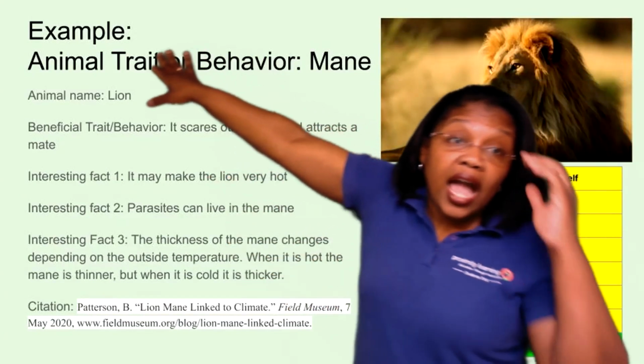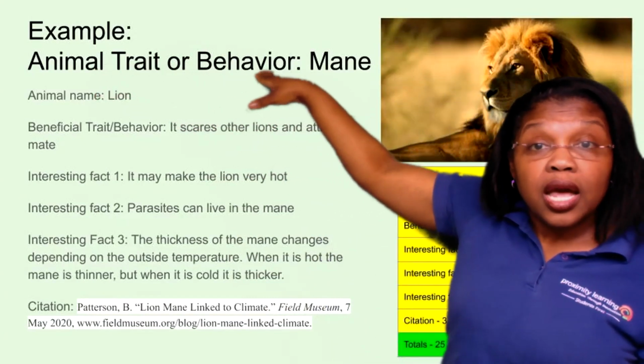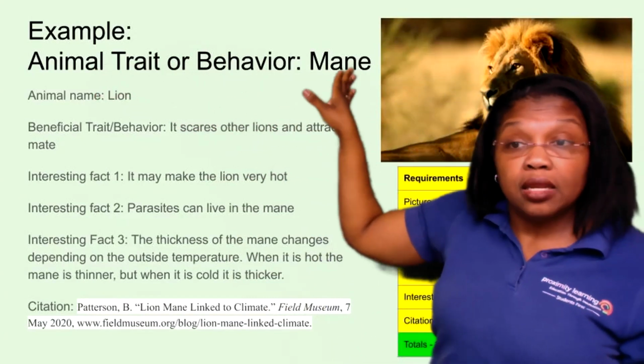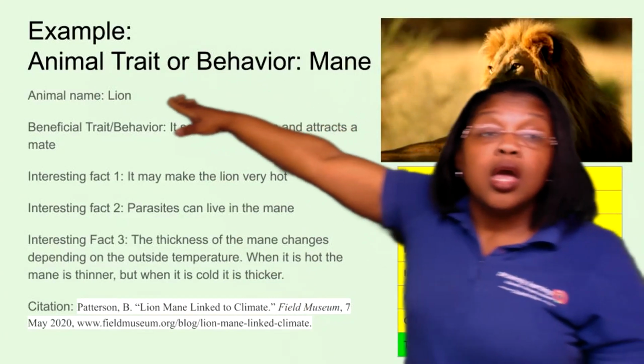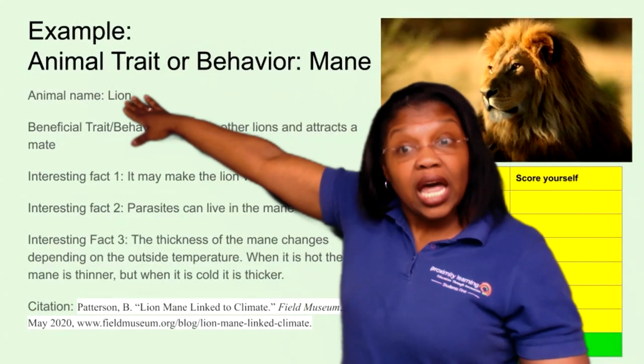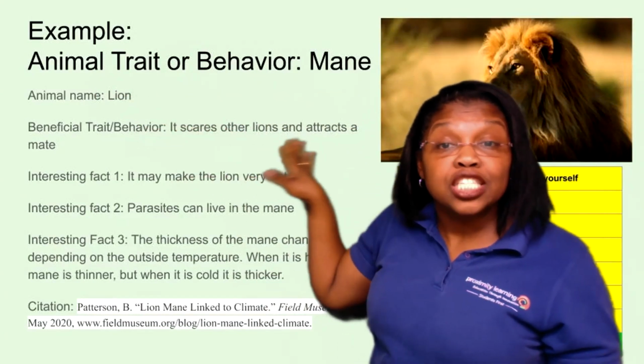So notice that I highlighted it. The animal trait of behavior is at the top, and I named it specifically, mane. This is what I'm focusing on. You see that? See how I did that? Okay. I named my animal, lion. Now the benefit, it scares other lions and attracts a mate.